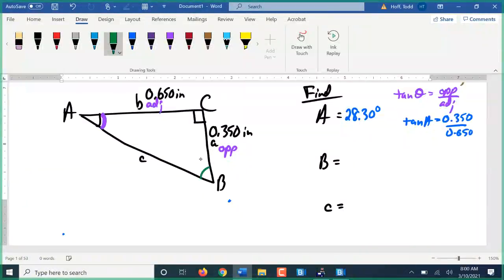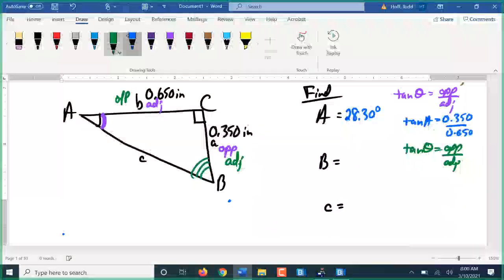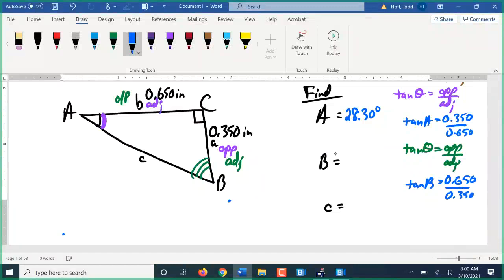Now if we switch over to angle B, now side A is the adjacent. Side B is the opposite, but it's still a tangent. Of course, we're dealing with angle B. 0.650 over 0.35. Giving us what, 61.70 degrees? Double check, those do add up to 90 degrees.